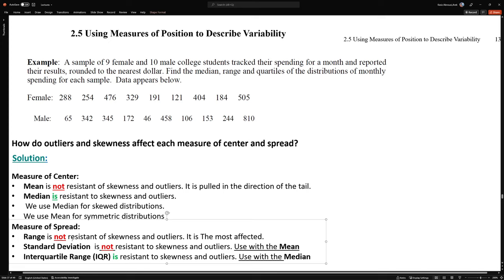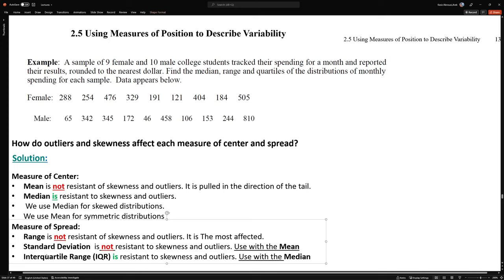And about the measure of spread, again, we find the shape of the distribution first, and the range, which is the maximum minus the minimum, is not resistant to skewness and outliers, which means that it's getting affected by the outliers, right? It's actually the most affected because the outliers will be a large number, which means the maximum and minimum won't describe the spread of the data at all, because we have to use the outliers to find the range. The next is the standard deviation, which is not resistant to skewness and outliers. It means that it gets affected by outliers. When the shape of the distribution is skewed, we usually don't use standard deviation.